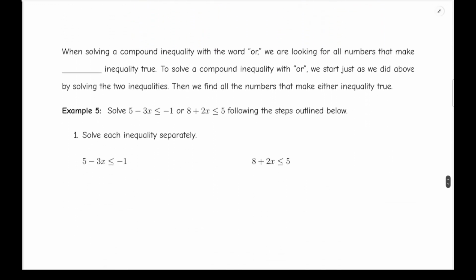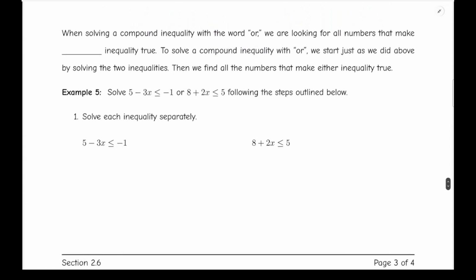When solving a compound inequality with the word or, we are looking for all numbers that make either inequality true. So one or both of them. To solve a compound inequality with or, we just start as we did above by solving the two inequalities. Then we find all the numbers that make either inequality true.